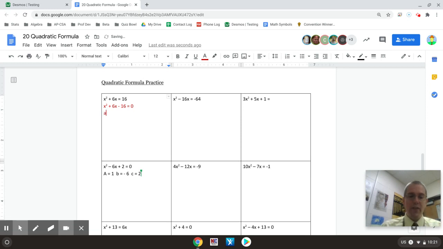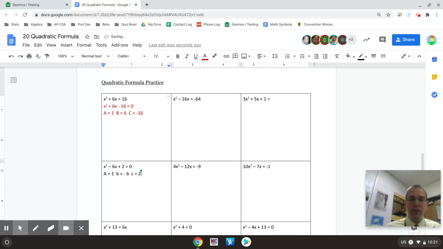The next thing I need to do is I need to know what A, B, and C is. And you might find it helpful to actually write down A equals, B equals, and C equals. So in this case, A equals 1, B equals 6, and C equals negative 16. The 1 is because you do have an understood 1 in front of your x squared. The 6 is from your x term, and since it's a positive 6, it's a plus 6. And the 16 is your last term, and once again, since it's a minus 16, it's a minus. Whatever sign goes with the number does need to go with that number as you write down A, B, and C.